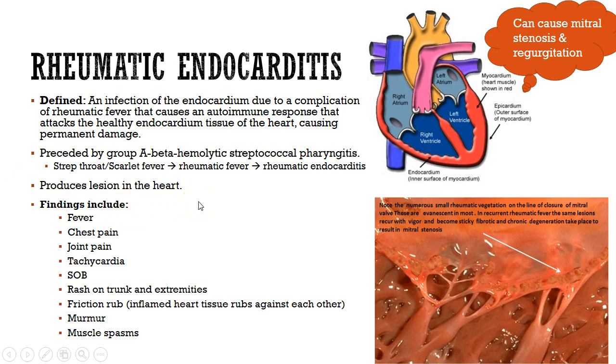Findings: fever, chest pain, joint pain, because remember we're talking about rheumatoid, autoimmune. It's not just affecting the heart. Tachycardia, shortness of breath, rash on the trunk and extremities. Anytime you see involvement with strep, you're going to see a possible pickup in terms of rash on the trunk and extremities. Friction rub, murmur, and muscle spasms. And as you can see here, rheumatoid endocarditis, because it's the inner layer, can cause mitral stenosis and regurgitation.